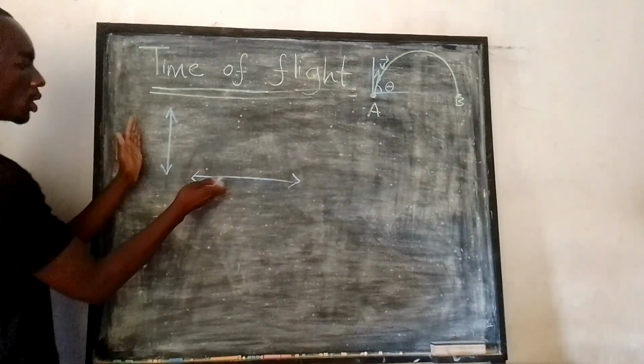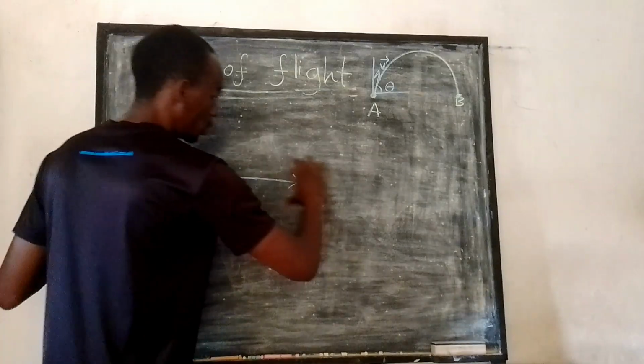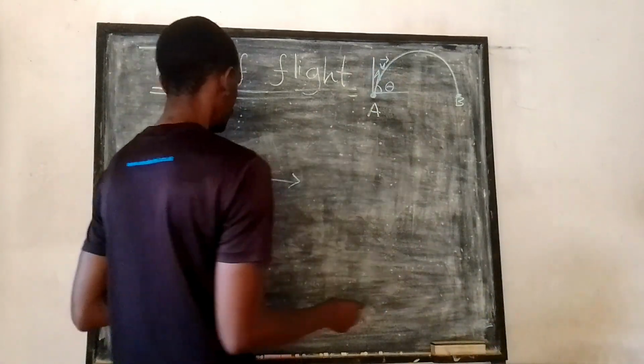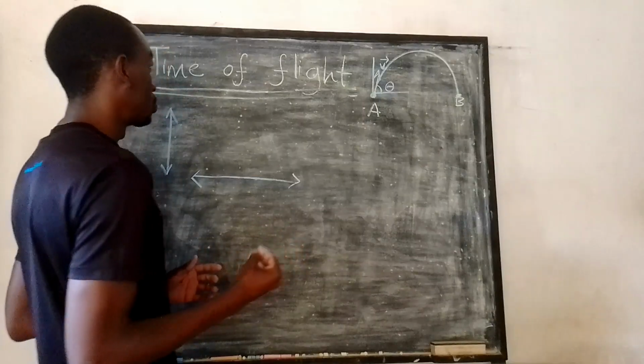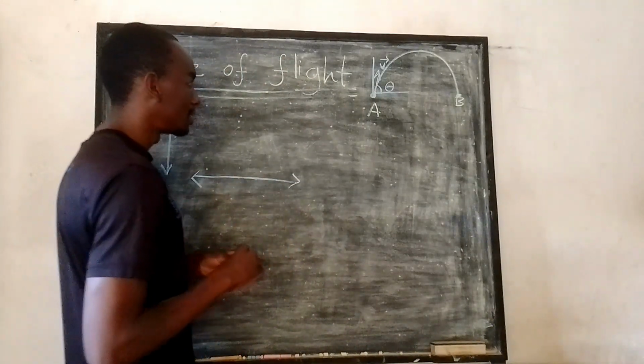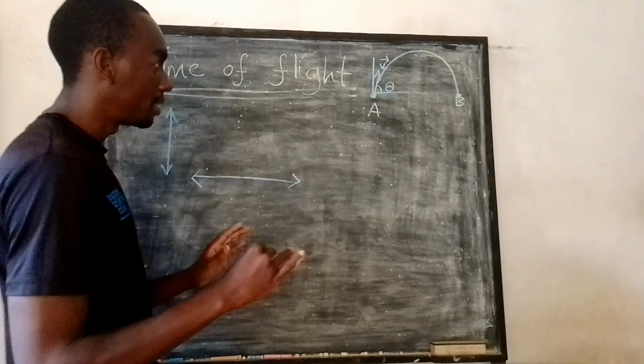That's exactly what I'm talking about here. We deal with the vertical aspect and we deal with the horizontal aspect. Now, the horizontal aspect of the projectile's motion is the easiest to deal with when it comes to time of flight. Why is this?